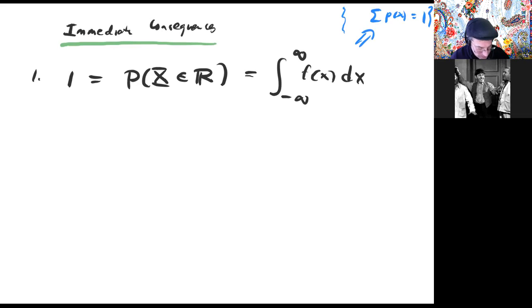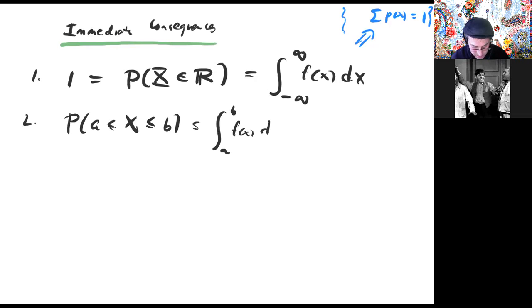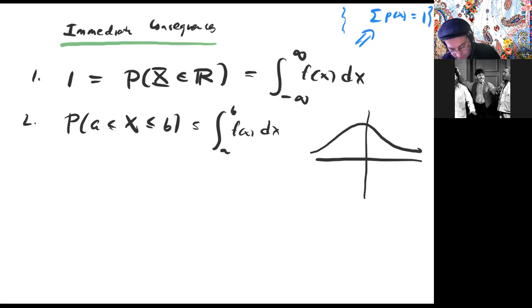The second main property is that the probability that x lies between two given values a and b is the integral from a to b of f of x dx. And by the way, the first property is saying that the area under the curve f of x is 1. Area equals 1.